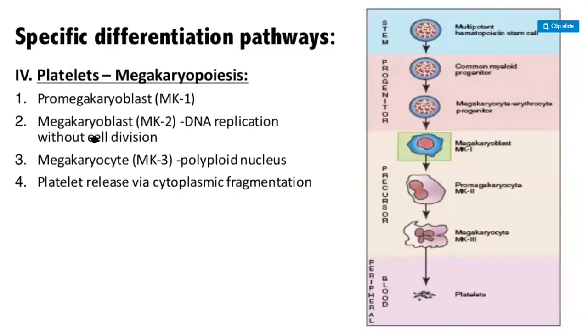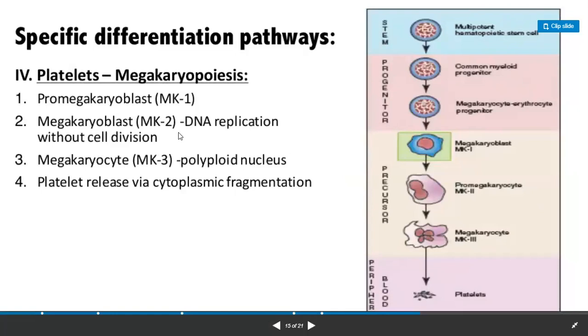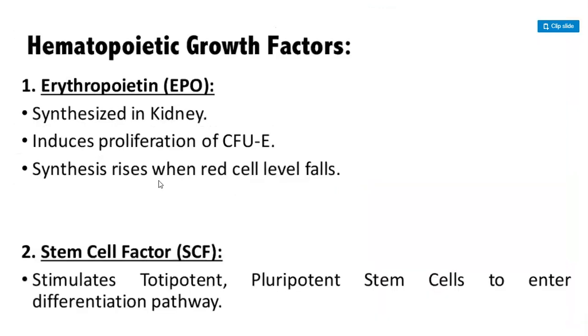And then for the platelets, we have the pro-megakaryoblast, and then we have the megakaryoblast, the DNA replication without cell division, and then we have the megakaryocyte, and then we have the platelet, which is the final product of fragmentation of megakaryocytes.